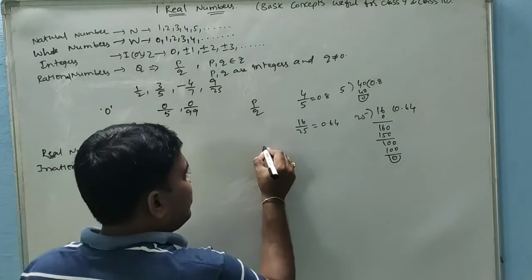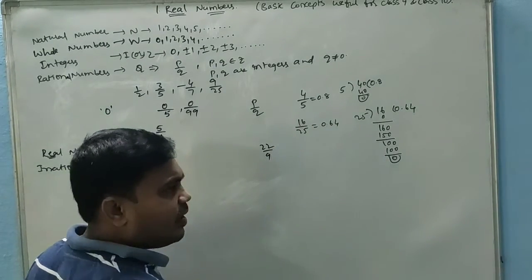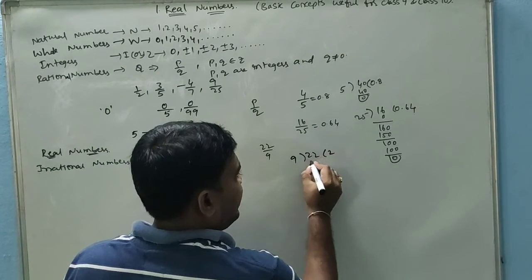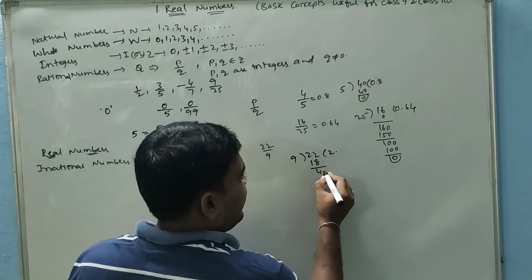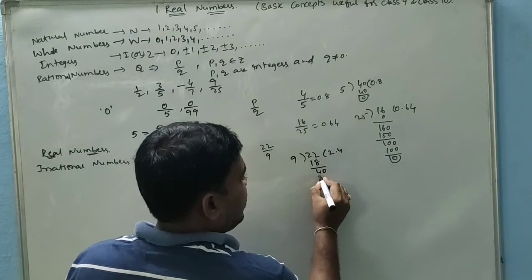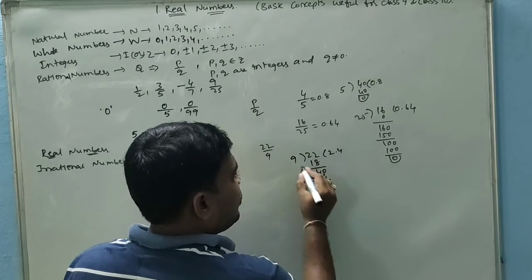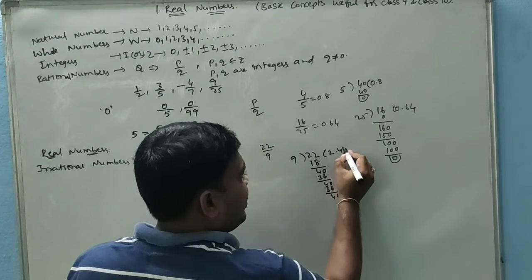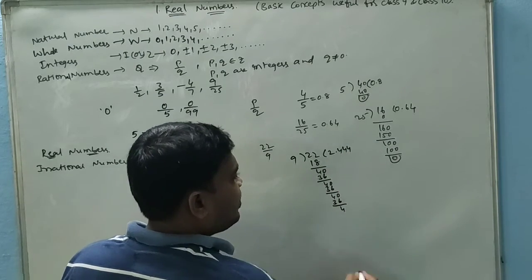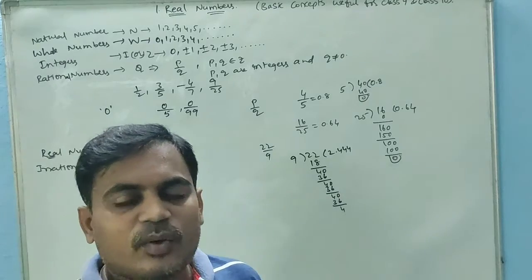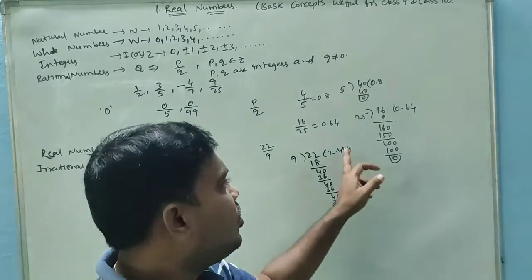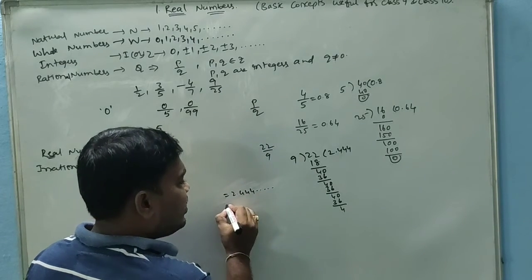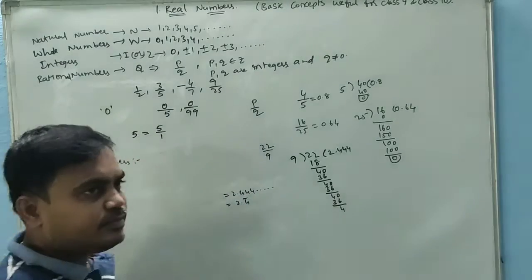For example, take 22 by 9. If we divide 22 by 9, 9 into 2, 18, remainder 4. Then point, we take 0, 9 into 4, 36, again 4. This process continues indefinitely. It won't stop anywhere. So we observe 2.444 and so on, and we can simply write it as 2.4 bar.